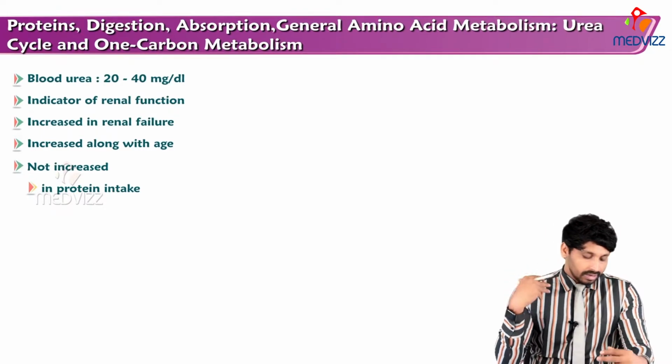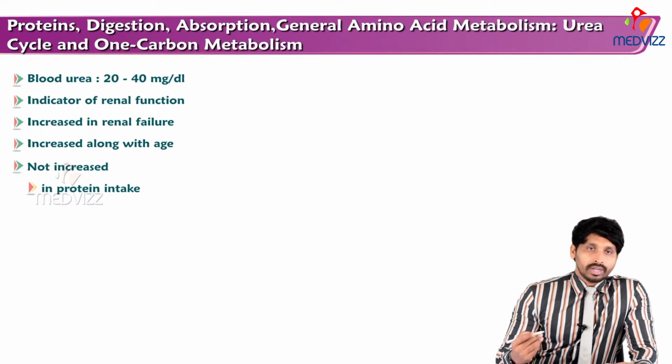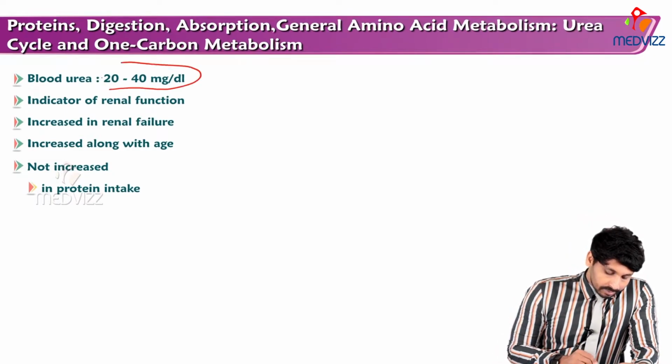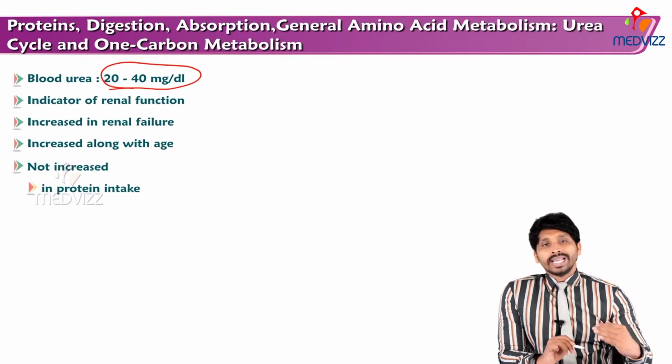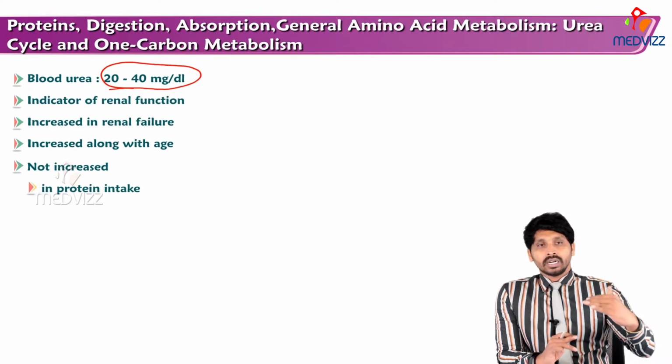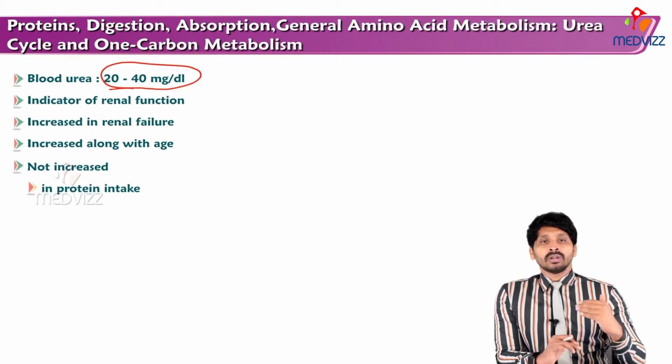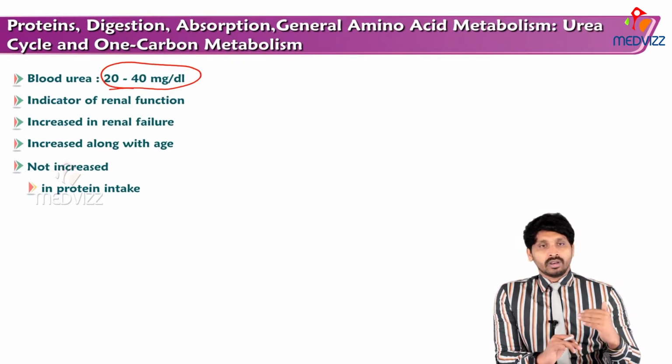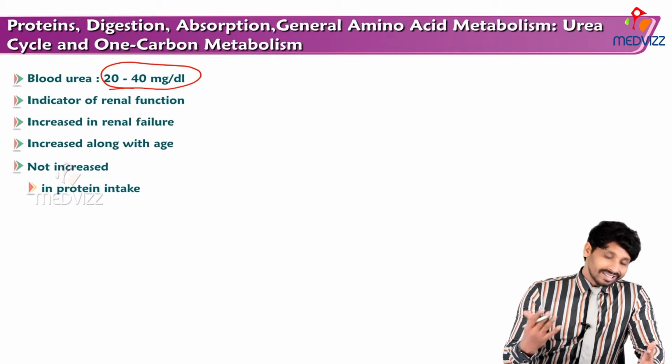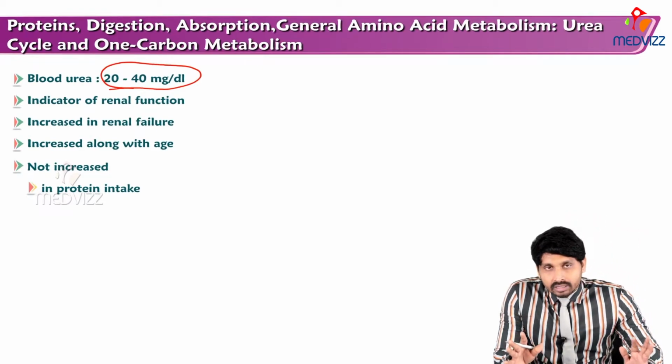So the normal range of blood urea in our body is 20 to 40 milligrams per deciliter. A range above the normal is known as hyperuremia, and a range below the normal you can say is hypouremia, right? So what are the reasons behind the abnormalities in the normal level?